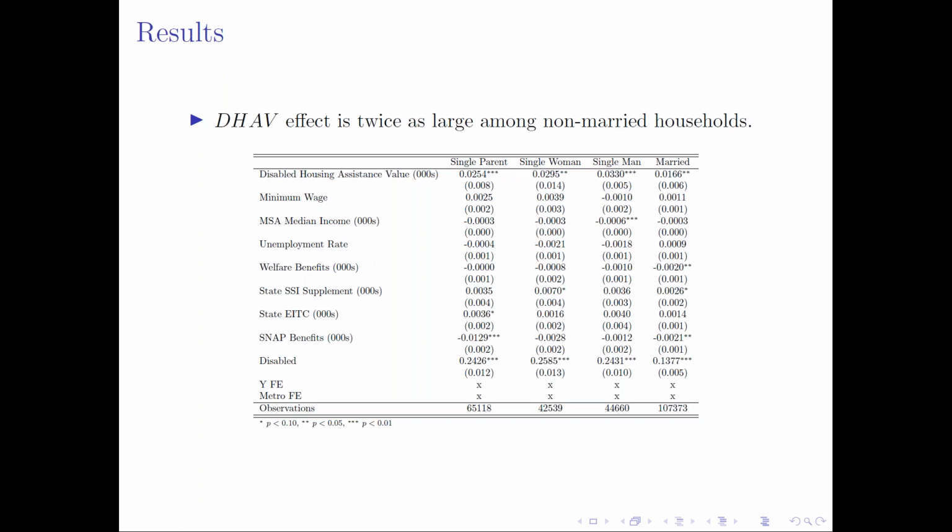When we break up this effect by household composition, you can see that it's a somewhat similar effect among single parents relative to single women and single men, but that we see a fairly smaller effect, almost half the size, among married households, as we were expecting before.